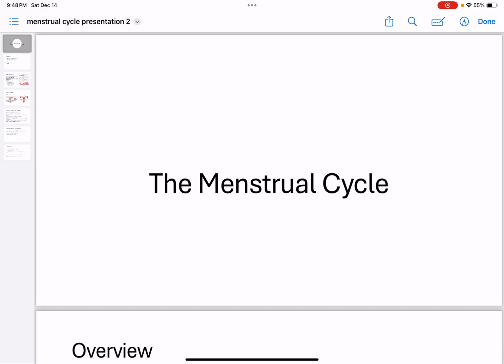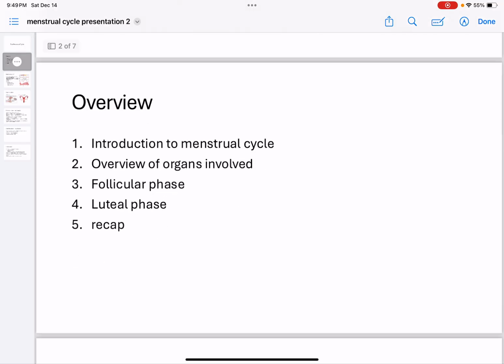Okay. So today we'll be talking about the menstrual cycle. So first of all, how much do you know about the menstrual cycle, Tom? Not much? That's fine. I hope by the end of today's lesson, you'll have a better understanding of the menstrual cycle. So here is an overview of the concepts that we'll be talking about today.